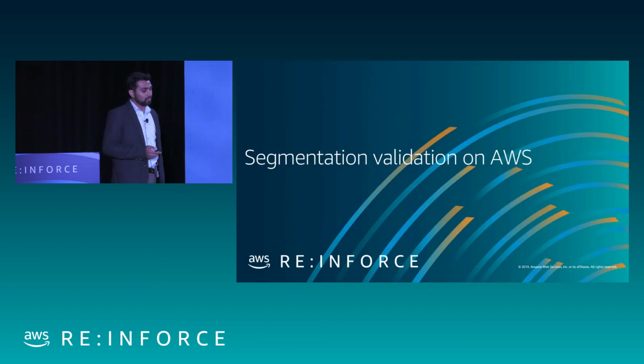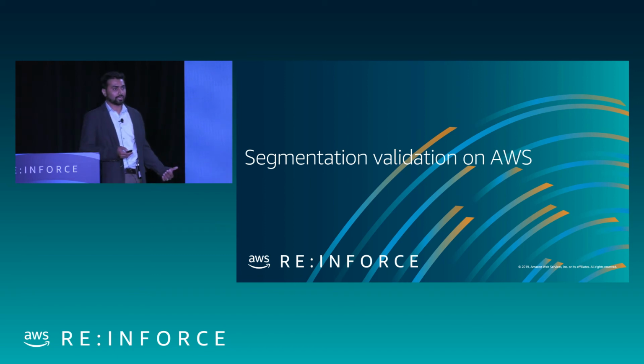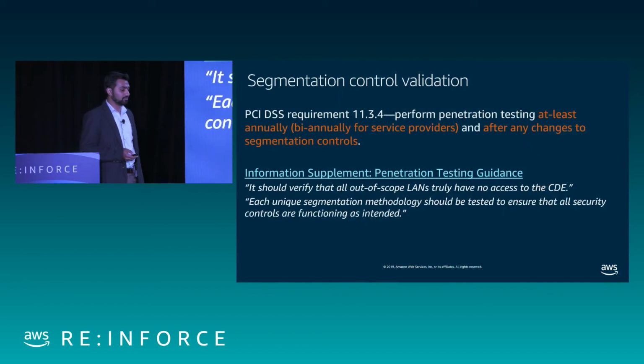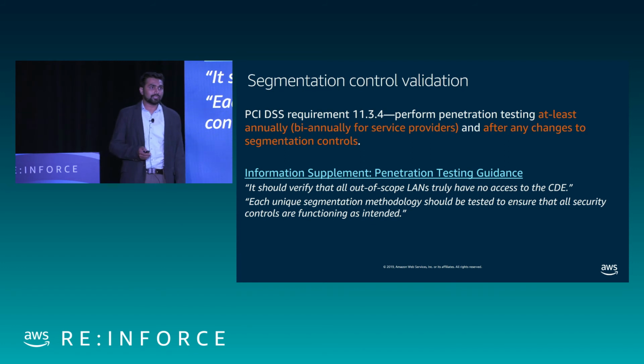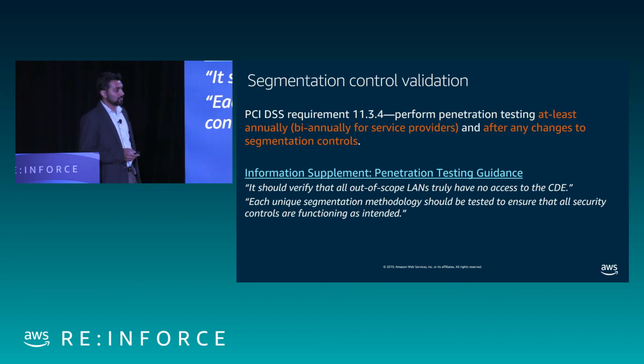So we have seen how segmentation works on AWS. Now let's look at validating this segmentation. PCI DSS requirement 11.3.4 requires that these segmentation controls be validated through periodic penetration testing. It also provides additional guidance that each of these segmentation boundaries, if you have applied defense in depth, be individually tested.